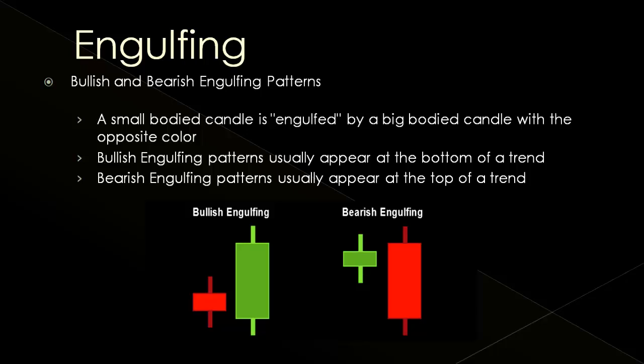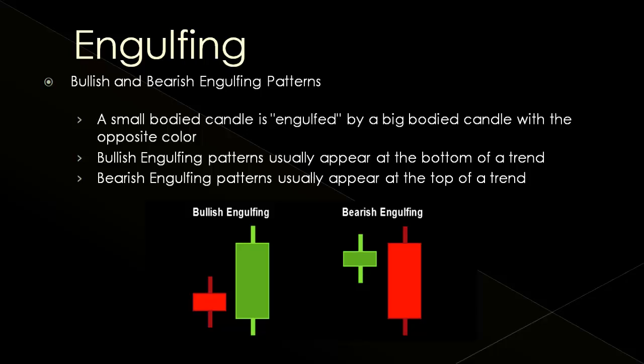On the right-hand side, you can see an example of a bearish engulfing pattern. Here we have a small bullish candle with a small body, and next to it, we have a bearish candle that completely engulfs the bullish candle. This is a bearish engulfing pattern. The pattern is completed as soon as the bearish candle closes.